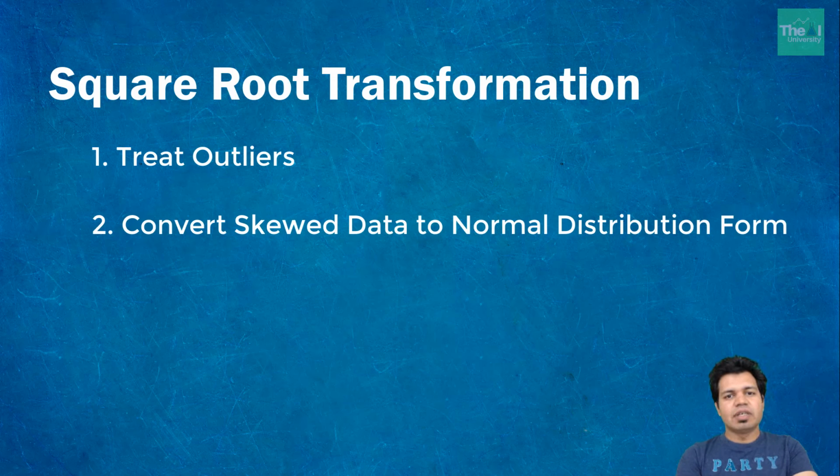Secondly, if we have positively or right skewed data, then we can use a square root transformation to make data which is normally distributed. So please watch this video till the end to get the complete understanding of it.